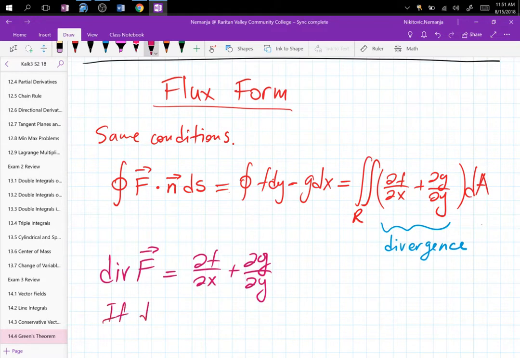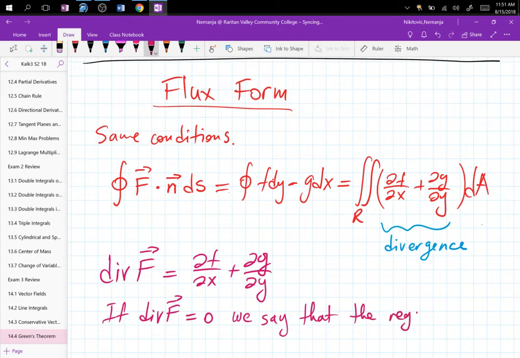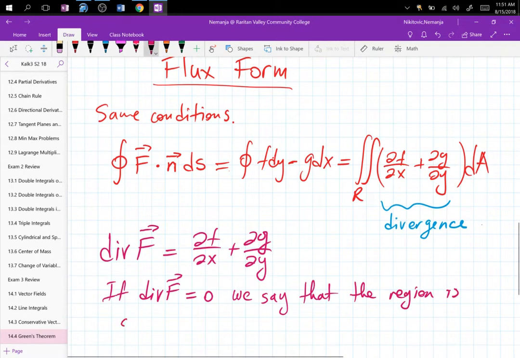And then if divergence F is equal to 0, we say that the region is source free, meaning there is nothing to radiate stuff out. Fan is off, all right? It's not spinning, it's not pushing the air forward, the water is not turned on. Guys, when you shut off the water in a hose, the garden hose, the water is still in the hose, right? It doesn't empty, right? The water is still in the hose.